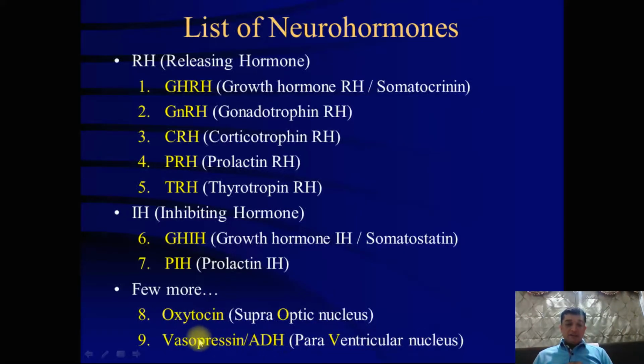The paraventricular nucleus is the one which synthesizes vasopressin. So V for V, right? Here also you can easily remember. Vasopressin is also referred to as antidiuretic hormone. So these two are synthesized in the hypothalamus, but they are released from the posterior pituitary gland. Fine. I hope it is clear now.